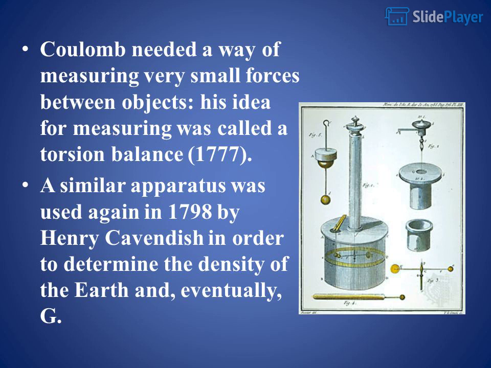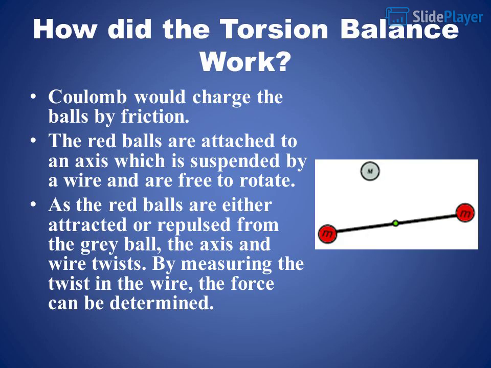Coulomb needed a way of measuring very small forces between objects. His idea for measuring was called a torsion balance, 1777. A similar apparatus was used again in 1798 by Henry Cavendish in order to determine the density of the Earth and, eventually, g. How did the torsion balance work?